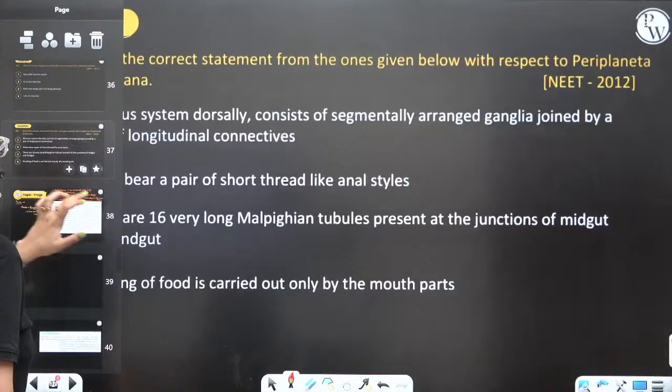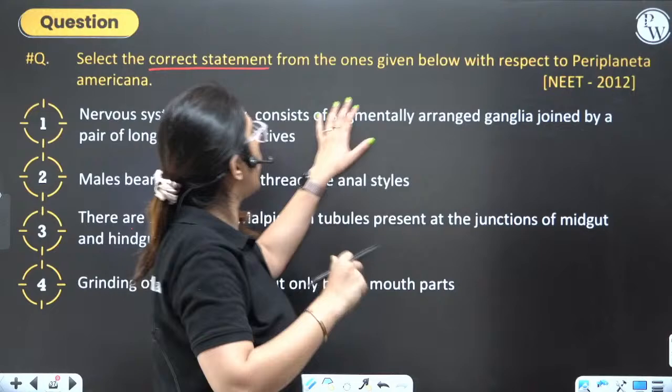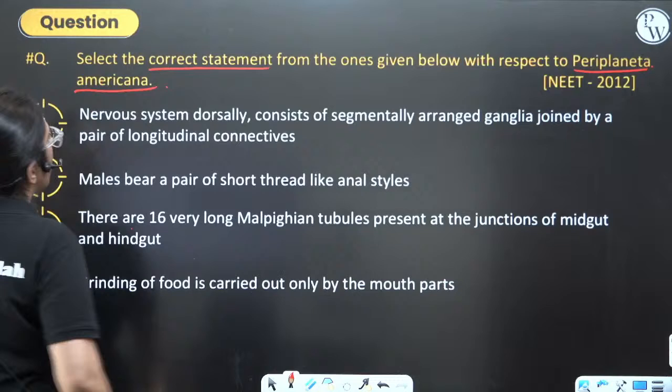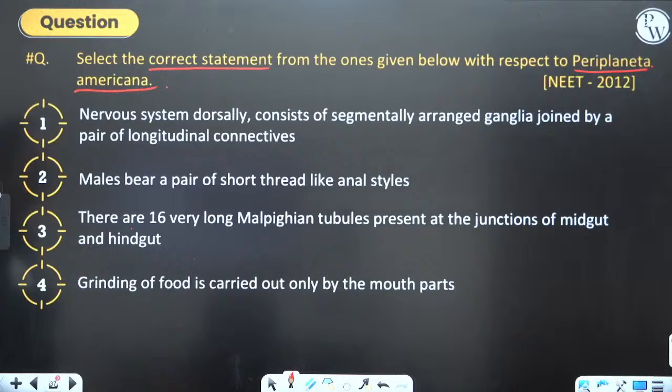Okay, so let's do this question. Select the correct statement, with respect to Periplaneta americana. Come on, give me the answer in the chat box. Nervous system dorsally consists of segmentally arranged ganglia joined by a pair of longitudinal connectives. Males bear a pair of short thread-like anal styles. 16 very long malpighian tubules, midgut, hindgut. Grinding of food is done by the mouth parts only.